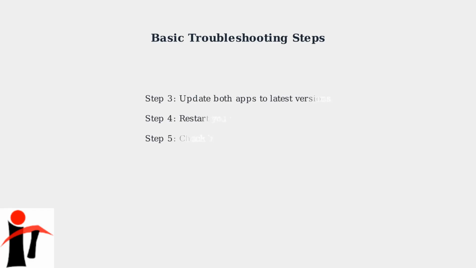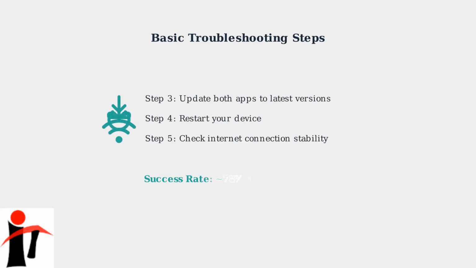The remaining basic steps include updating both apps to their latest versions, restarting your device completely, and ensuring you have a stable internet connection. These fundamental steps resolve the majority of authentication issues. If these basic troubleshooting steps don't resolve your unmapped IG error, don't worry. There are more advanced solutions and prevention strategies that can help, which we'll explore in the next section.